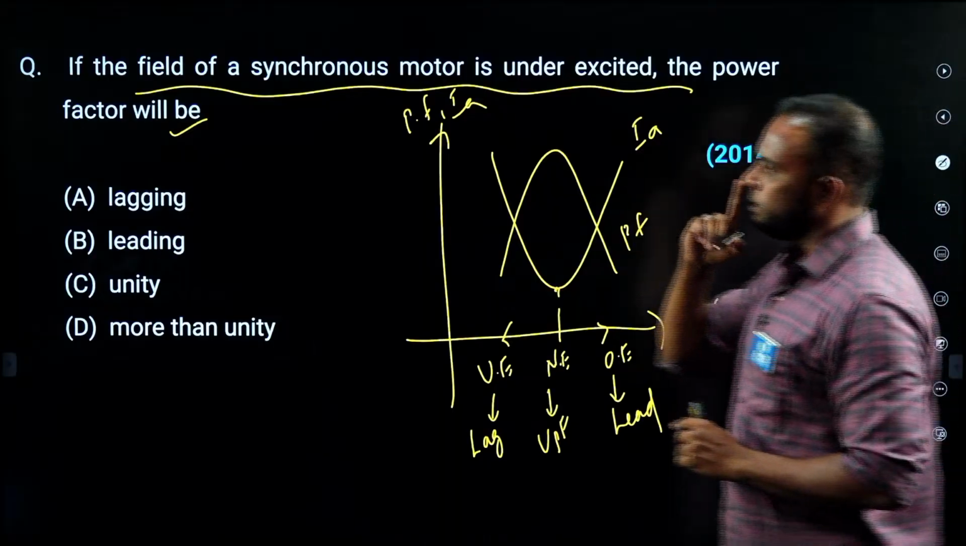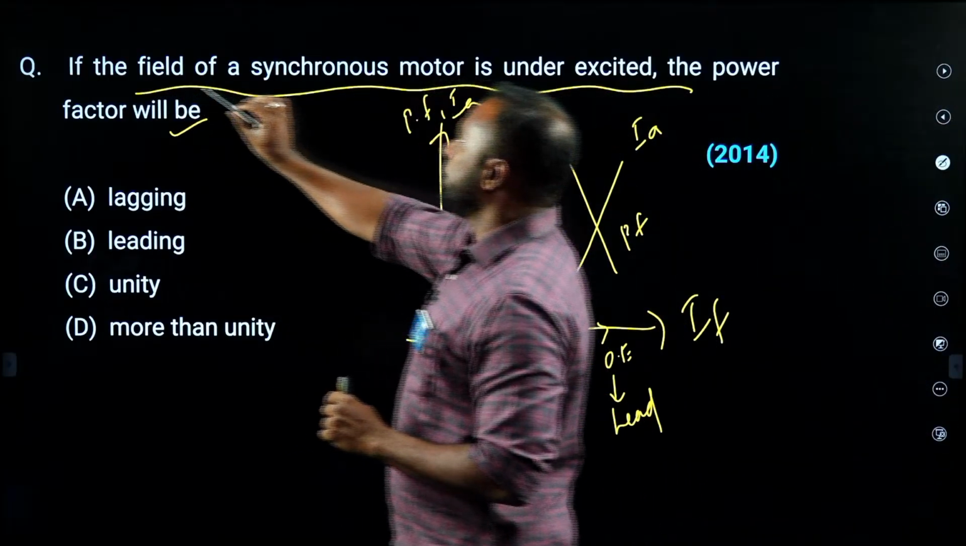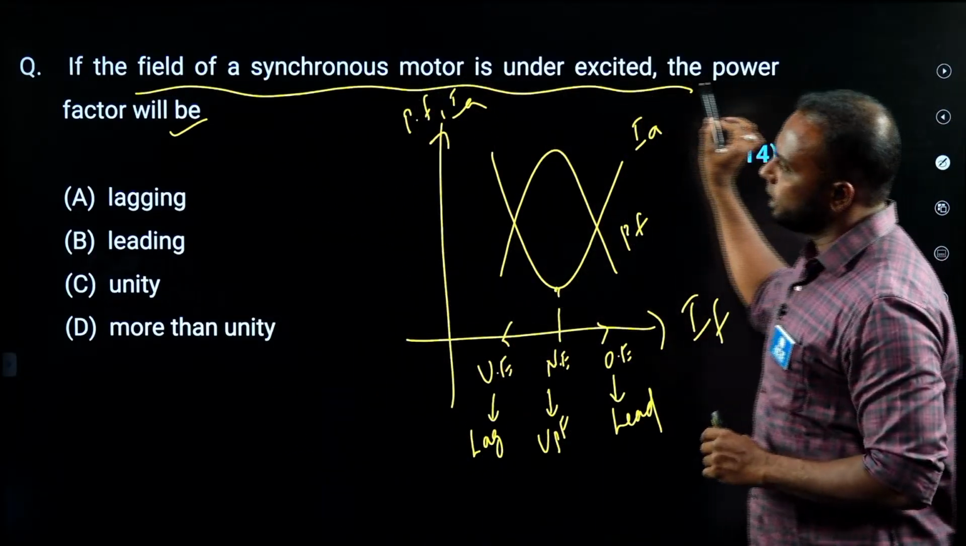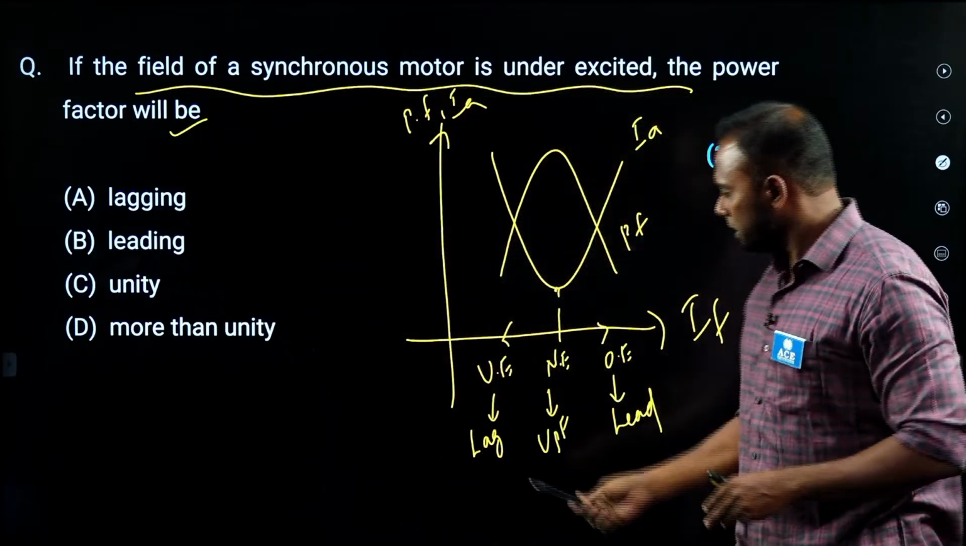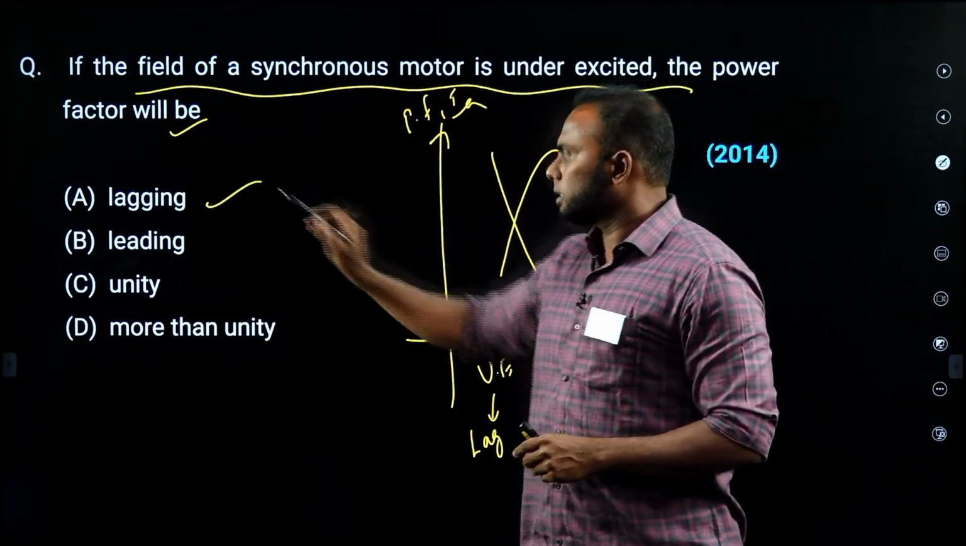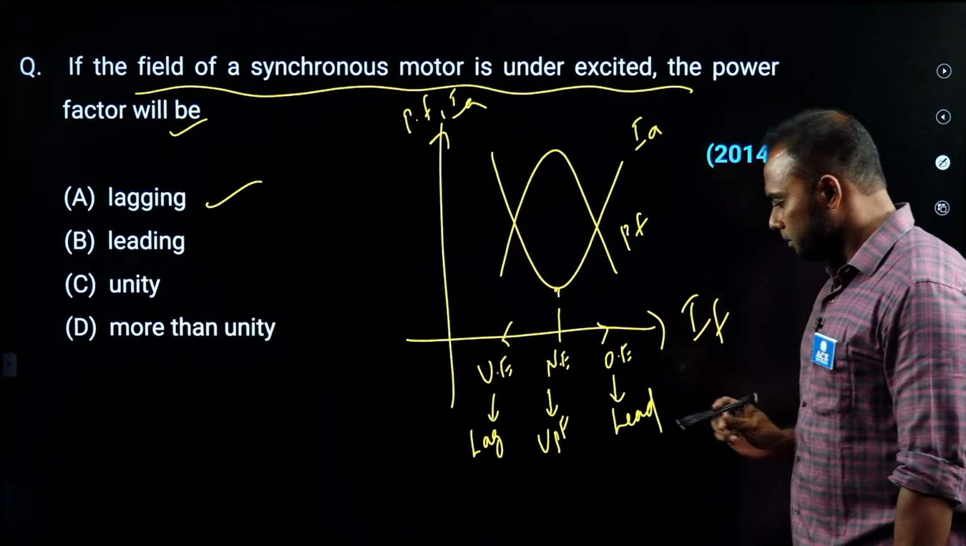Now what is the question here? The field of a synchronous motor is under excited, then the power factor will be dash. Under excited power factor is lagging, so the answer is the option, right. Next question.